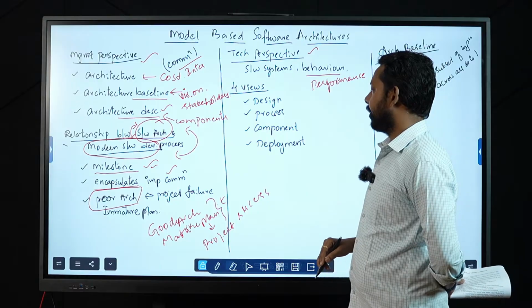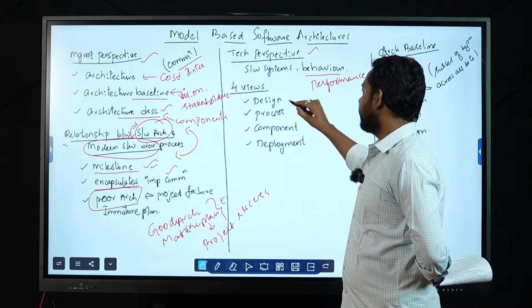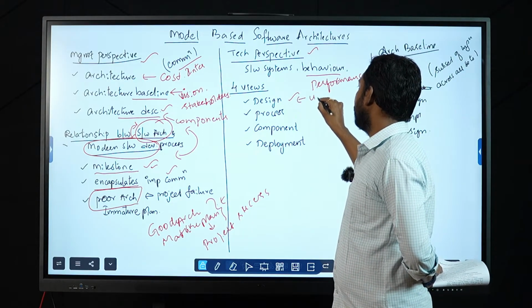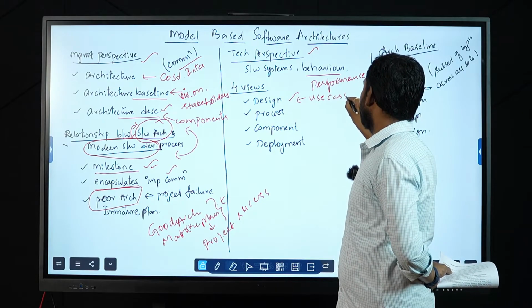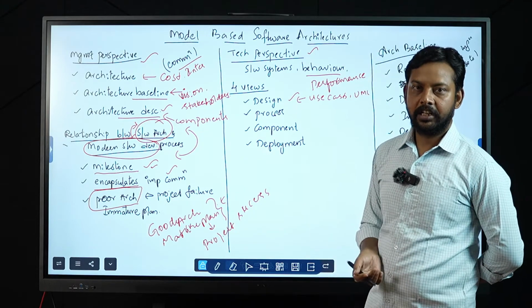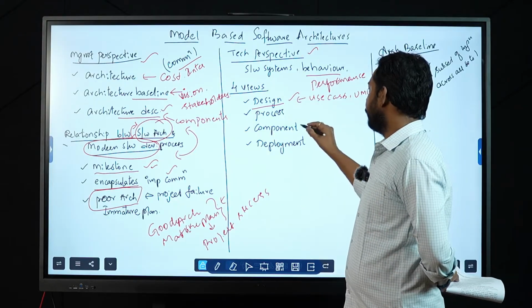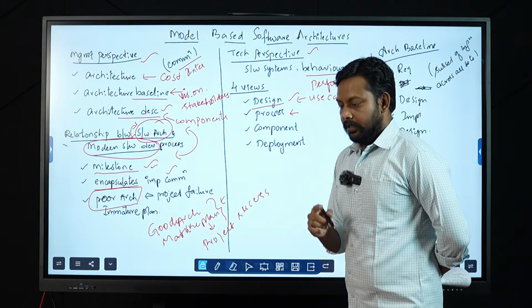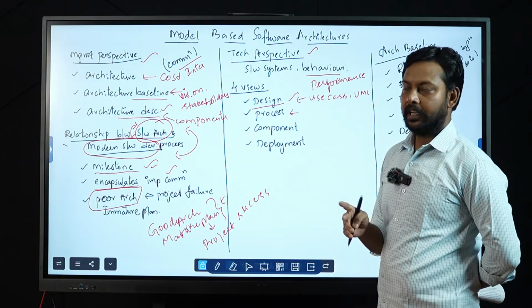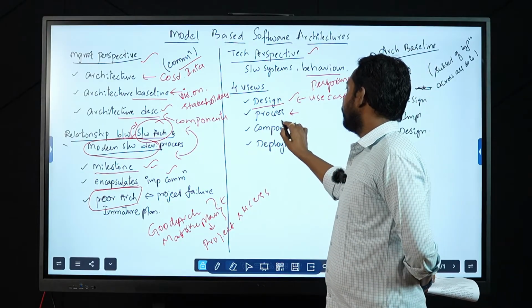So your technical perspective can be viewed by making use of 4 different views. First is your design. Design indicates what different use cases you are using, how your UMLs are designed, and what architecture you are supposed to follow. That is the main focus of the design view. When you go with your process view, it covers which process you are following in order to communicate among the different classes of your project. That is the major focus of the process view.